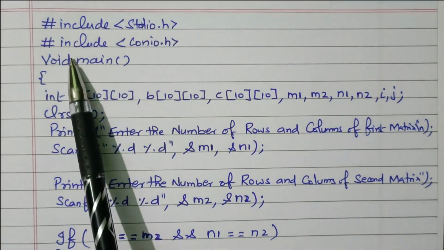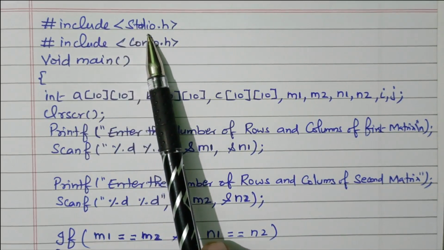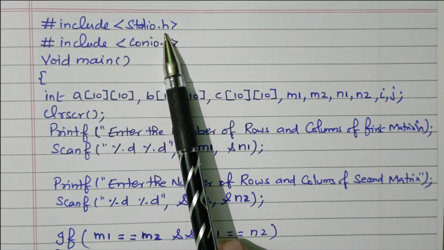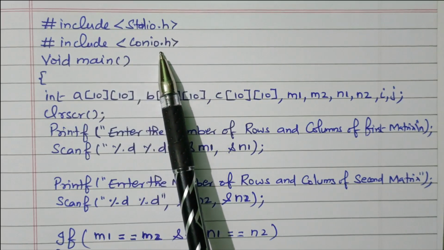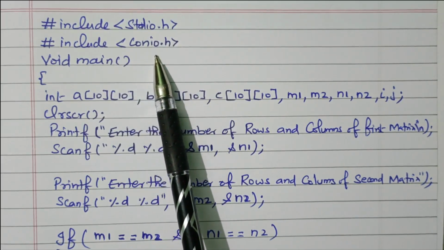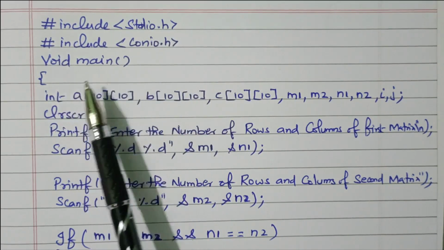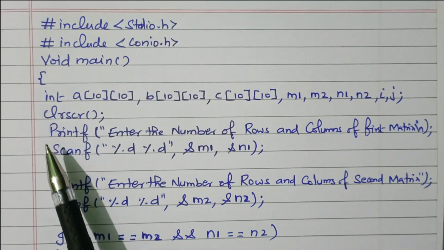In the program, first we include the header file stdio.h, that is the standard input output header file. It is used for printf and scanf. Then include conio.h, the console input output header file, used for getch and clrscr. Then we can start the main program, void main, open the brace. That means the instructions are going to start.